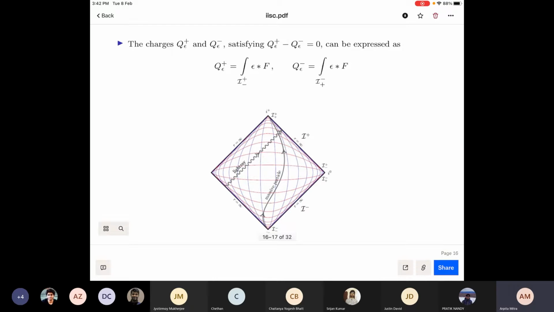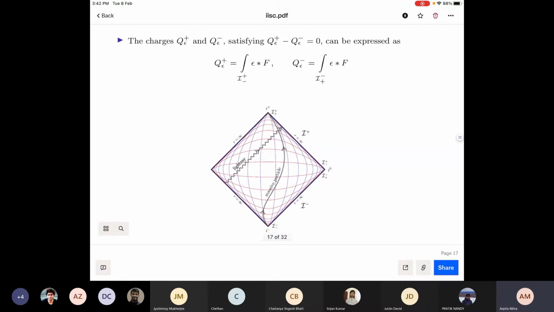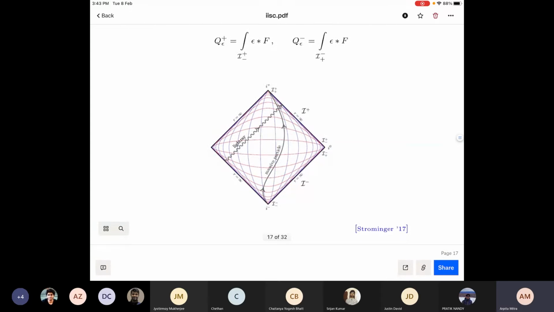Now if we assume that there are these charges q epsilon plus and q epsilon minus, which are defined at null infinity of this Minkowski spacetime, scri plus and scri minus, the asymptotic null infinity. These charges then satisfy the conservation equation that q epsilon plus has to be equal to q epsilon minus. And the expression of q epsilon plus and q epsilon minus is given in terms of the gauge parameter epsilon and the electromagnetic field strength F. And these two charges are defined on scri plus minus and scri minus plus, the end points of scri plus and scri minus.